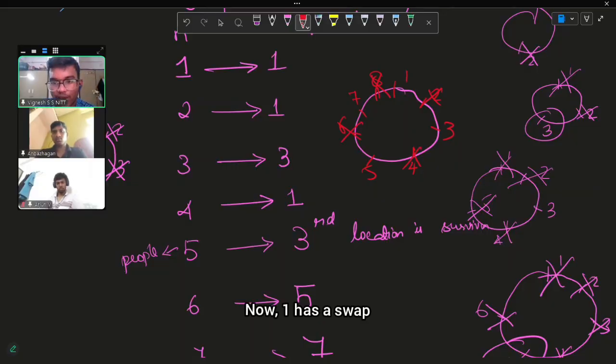Now 1 has a sword, so 3 will be eliminated. The 5 has a sword, 7 will be eliminated. 1 has the sword, so 5 is eliminated. So I'm just saying that first 2, 4, 6, 8 are eliminated. 1 has a sword, 1 kills 3, and 5 has a sword, 5 kills 7. Now 1 has a sword, 1 kills 5. So 1 is the remaining now.